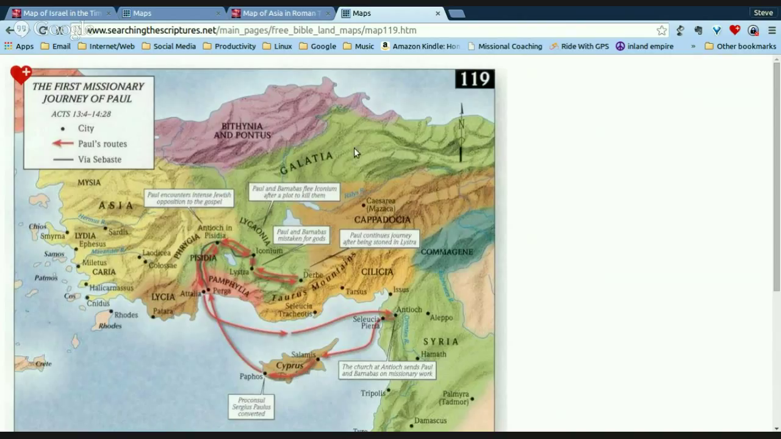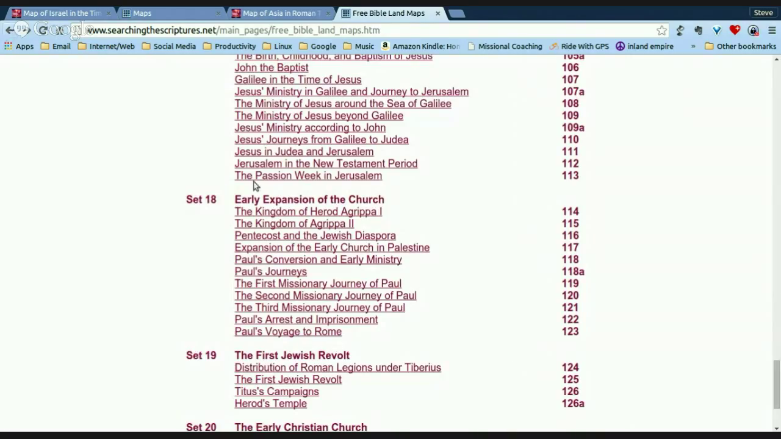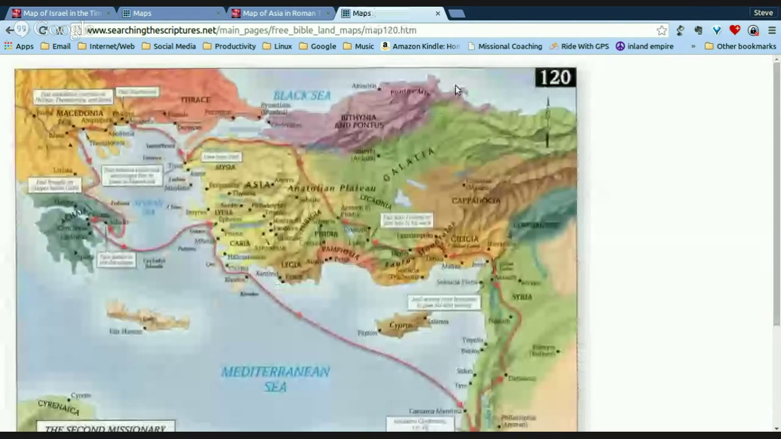Here's the region of Galatia, where Paul wrote the letters to the Galatians. We will get to the cities of the book of Revelation, but here's Colossae, that's the city of Colossians. Here's Ephesus, Ephesians. Smyrna is one of the 7 cities. We'll talk about Patmos in a while. All right, so that's the first missionary journey. Second missionary journey is here.